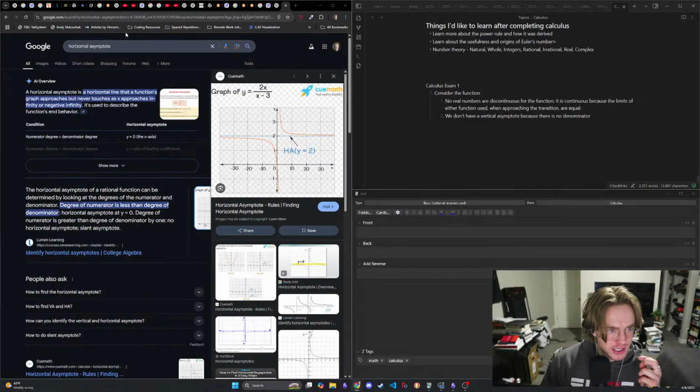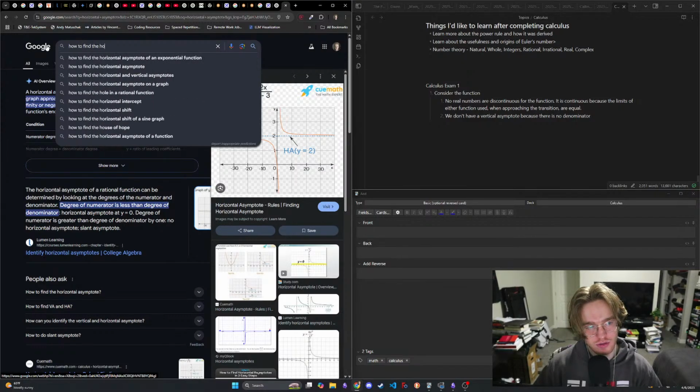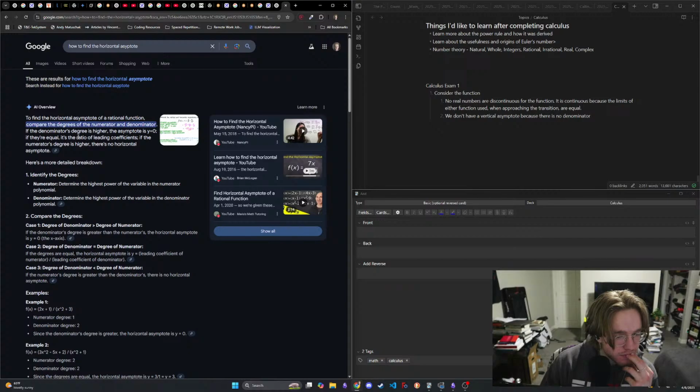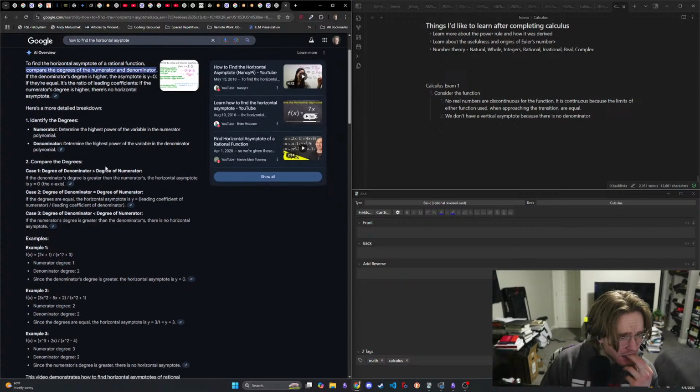Okay, well, so we'll just say how to find the horizontal asymptote. To find the horizontal asymptote of a rational function, compare the degrees of the numerator and the denominator. If the denominator's degree is higher, then the asymptote is 0. If they're equal, it's the ratio of leading coefficients. If the numerator's degree is higher, there's no horizontal asymptote.